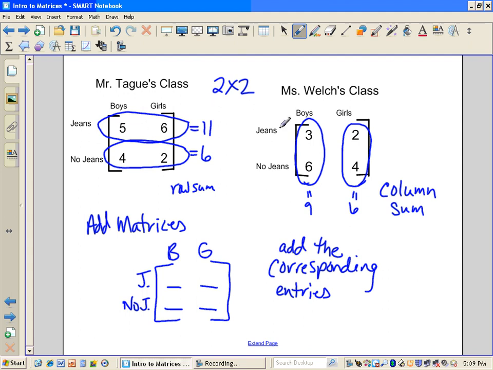So I'm going to do 5 and 3 is 8, and I'm just going to have my 8 there. Or 6 and 2, also 8. Now I'm going to do the next row. 4 and 6, there's 10 there. And 2 and 4, that's 6. So I've taken upper left plus upper left, upper right plus upper right, lower left plus lower left, lower right plus lower right, and I have my new matrix.